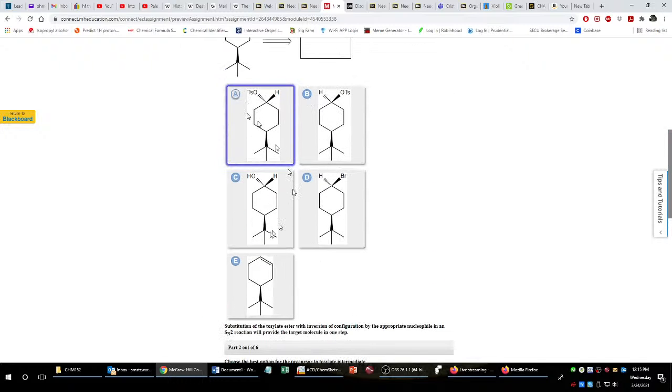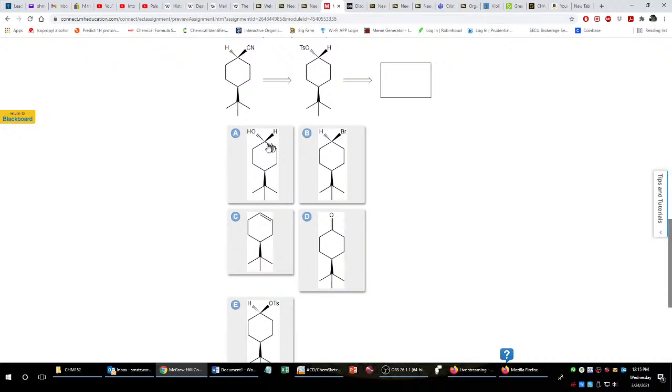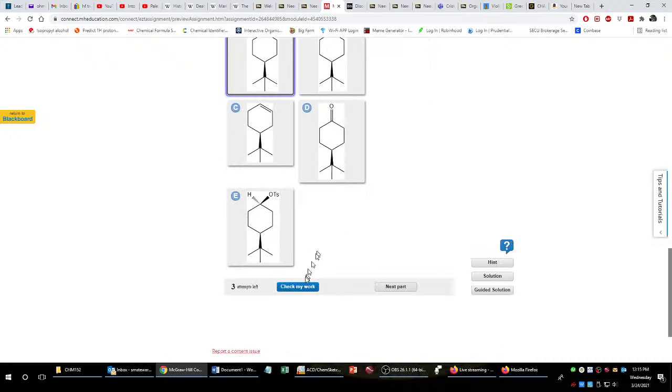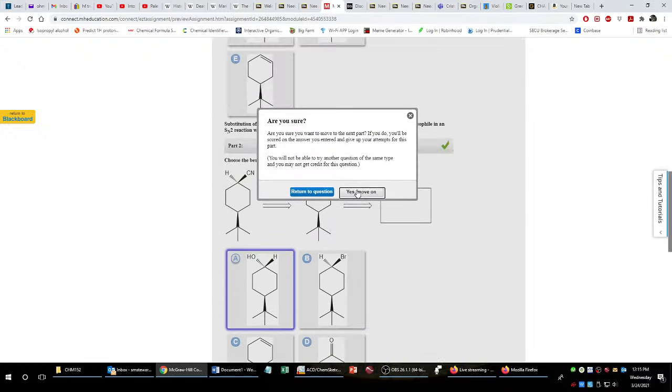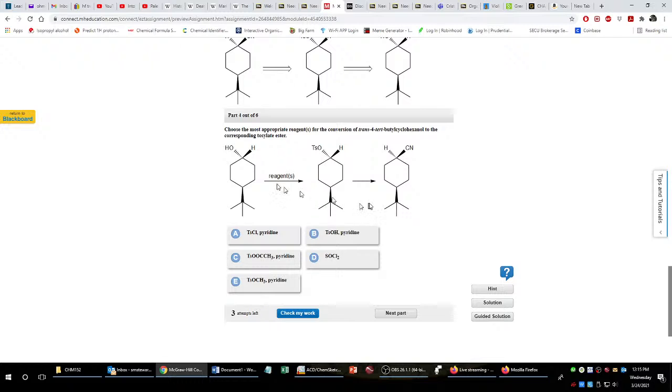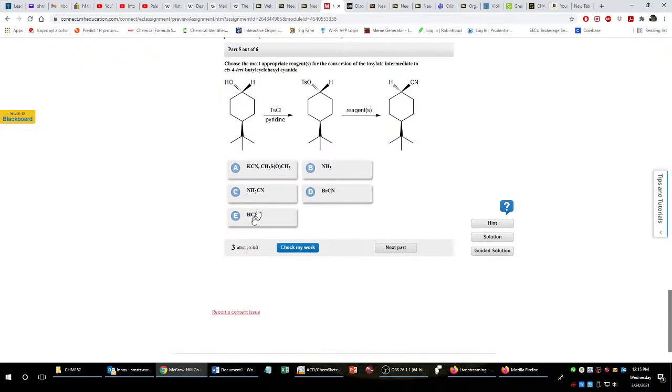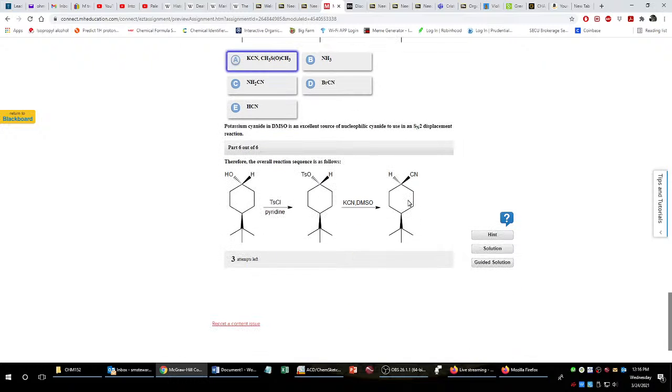So if I do that, that works. And then if I start with the alcohol, that's what you're going to work with. So you can start with the alcohol, react it with the tosyl chloride to give you this complex, and then hit it with potassium cyanide. So the next part, it asks you what the reagents are. To go from the alcohol to the tosyl complex, just tosyl chloride and pyridine, and then potassium cyanide in some type of polar aprotic ether. And there's your synthesis.